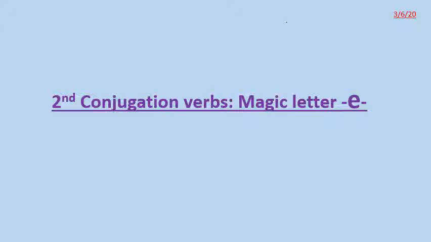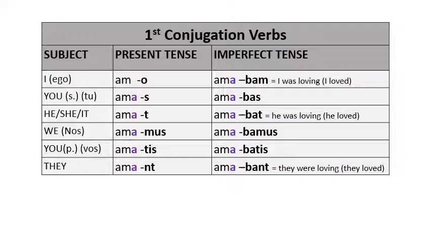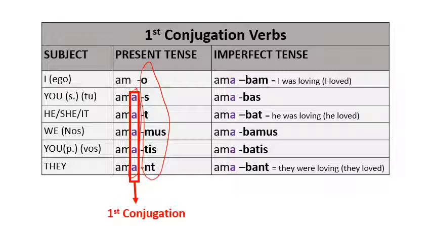Our lesson today is titled Second Conjugation Verbs, Magic Letter E. So far, we have seen verbs like amo, and all these verbs that we've seen have the letter A right before the endings. Remember, we call this letter the magic letter. All the verbs that we've learned belong to a big family of verbs called the first conjugation. The only thing that helps us understand that the verbs belong to the first conjugation is the magic letter A.